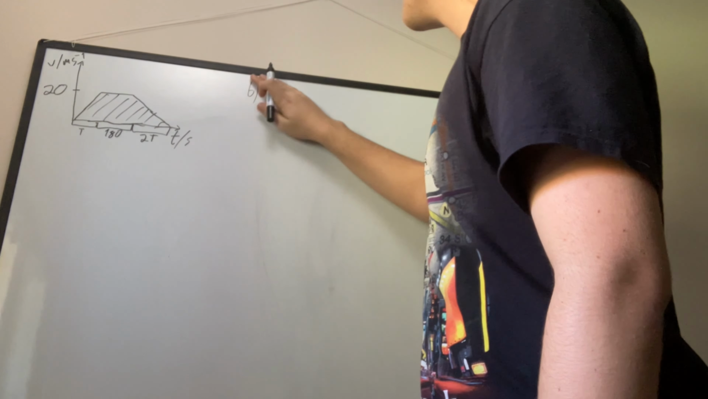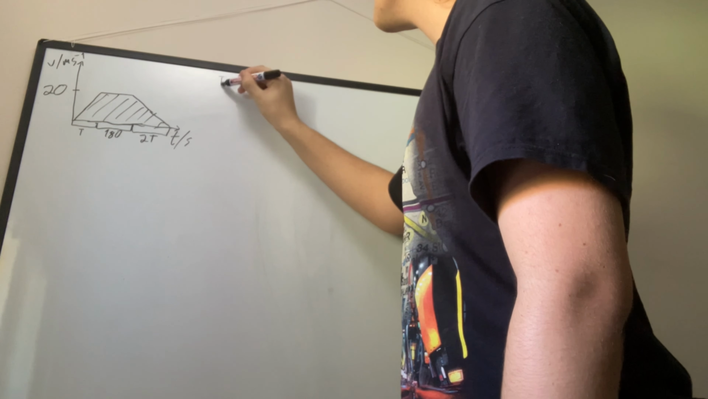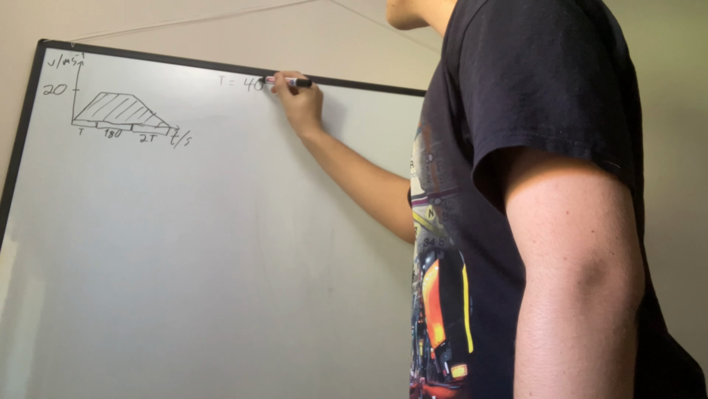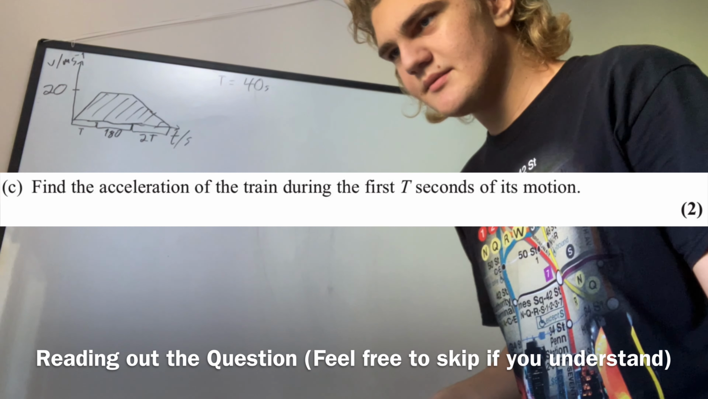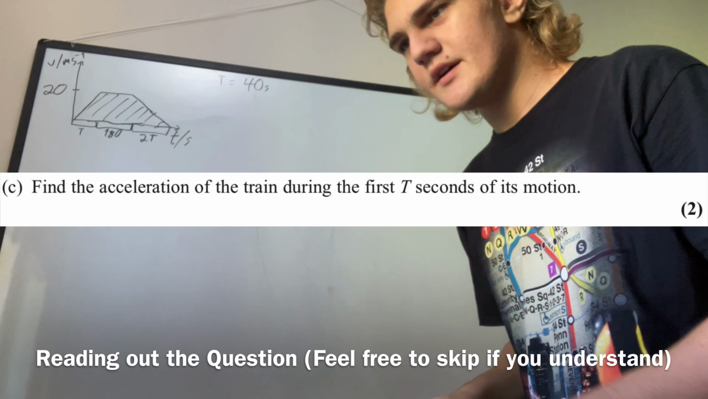Some important information to keep in mind is that T is 40 seconds. And in part C, find the acceleration of the train during the first T seconds of its motion. This is a SUVAT question.